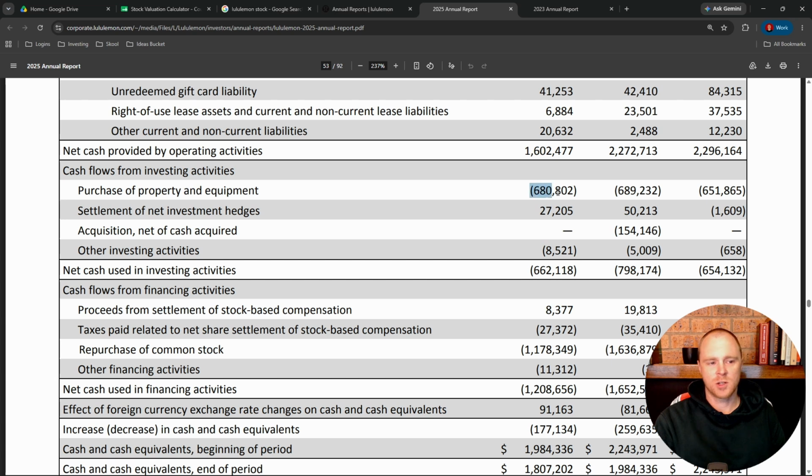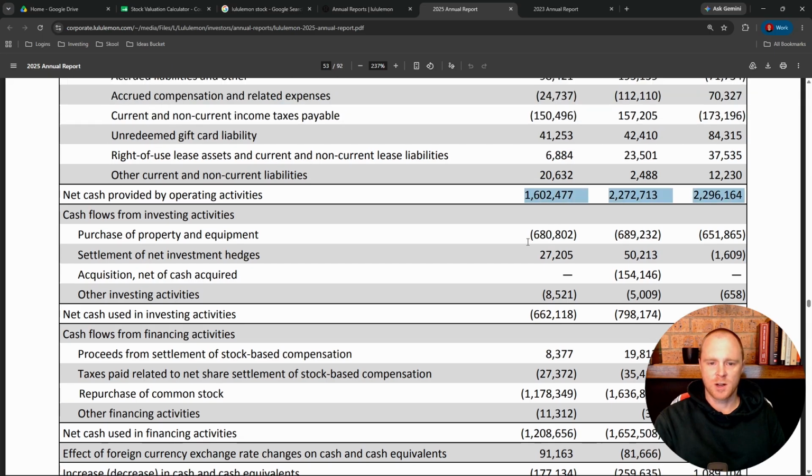But what about our purchase of property and equipment? You can see it's been fairly steady: 651 million, 689 and 680. So it's increased a bit and decreased in the most recent year, just down with the free cash flow that they've had. So just looking at that, getting our free cash flow figure, in the most recent year we're talking just under $1 billion. And then in these years, over $1 billion, closer to 1.5 billion.